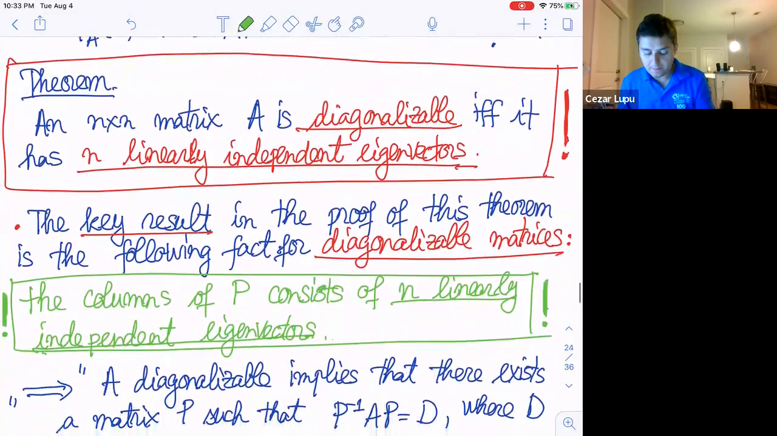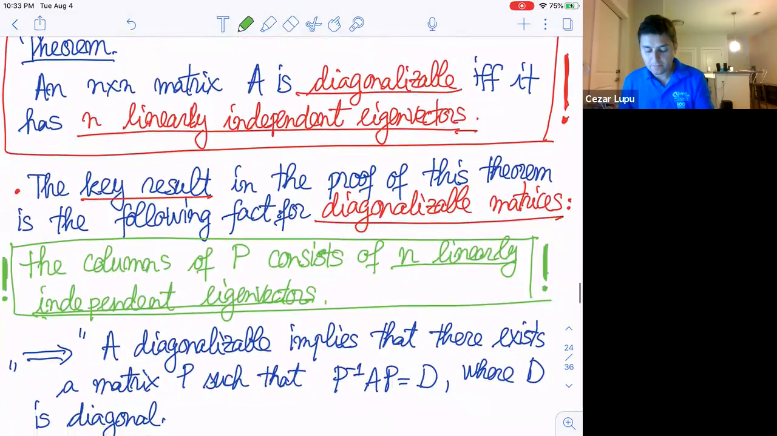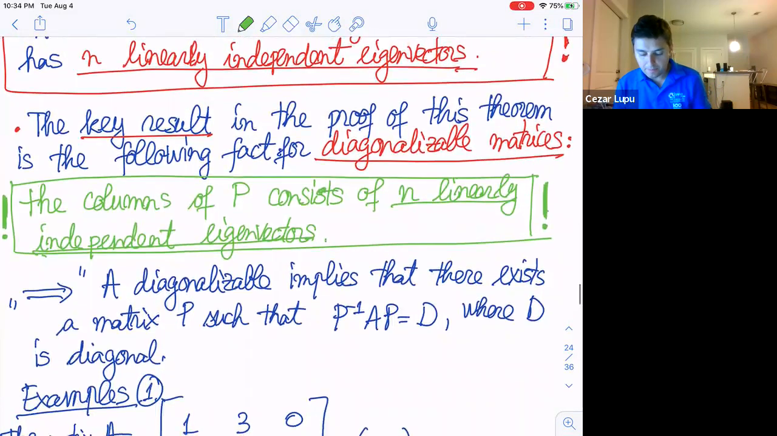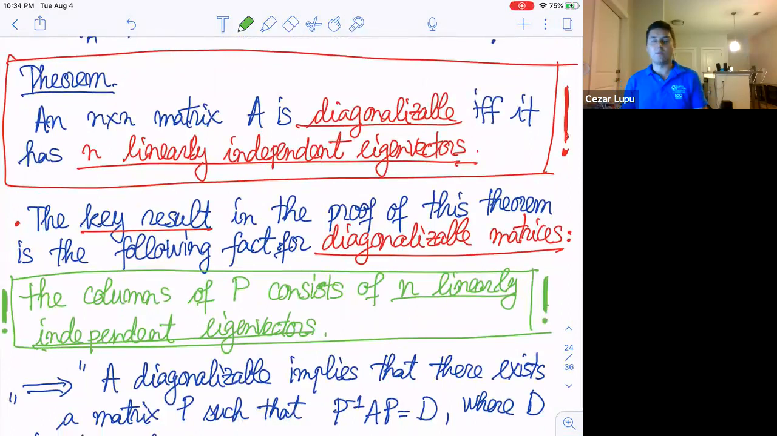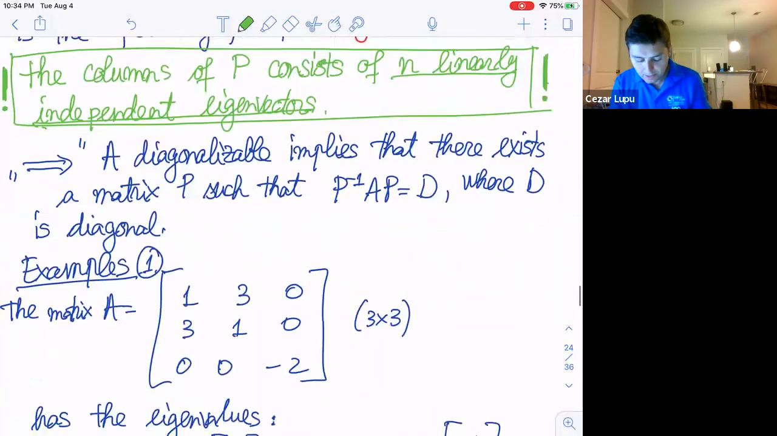So like I said, a diagonalizable matrix implies that there exists an invertible matrix P such that P inverse times AP is D, where D is diagonal. Okay, so let's look at this theorem again. Let's keep it in mind because I'm going to use it. Also, I'm going to use a version of it, a consequence of this. And now let's see an example.